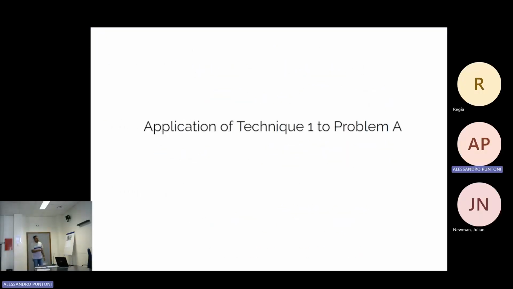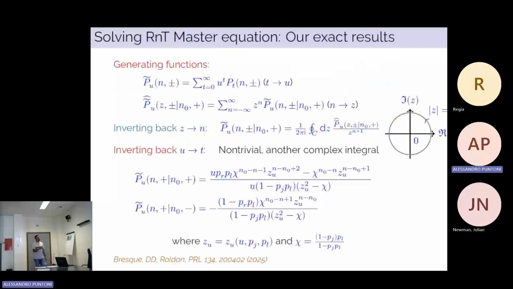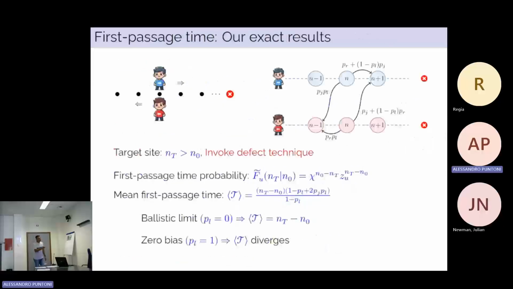And now we just solve our problem. This is the defect-free problem. I'll skip this one. And then you add defects here, you use that technique, and you have the solution. This is your first passage time density in generating function. This is the mean. You can see that in the ballistic limit, this is exactly nt minus n0.